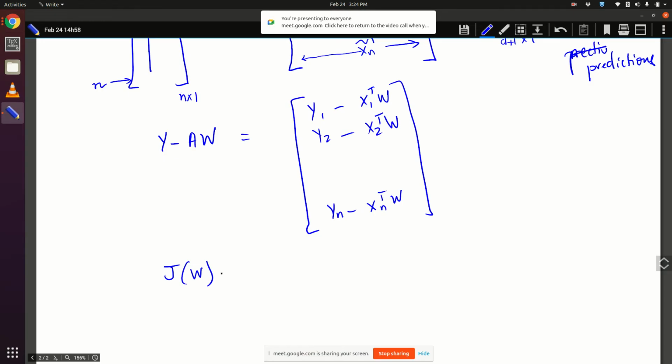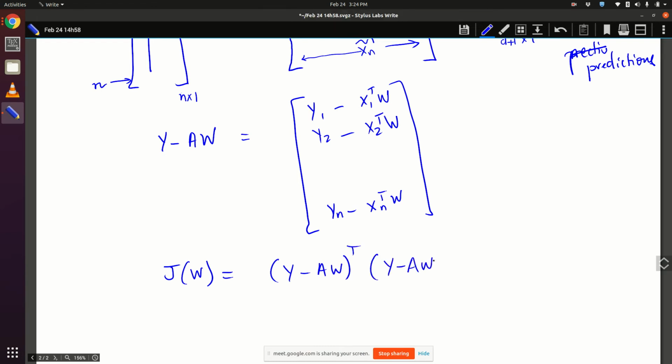Yes, sir. So now do you understand? I mean, you have to multiply (y minus Aw) transpose (y minus Aw), not the way you said. Okay. So this is our cost function written in the matrix notation. Why did we write it in the matrix notation? You will see when I do the next step.